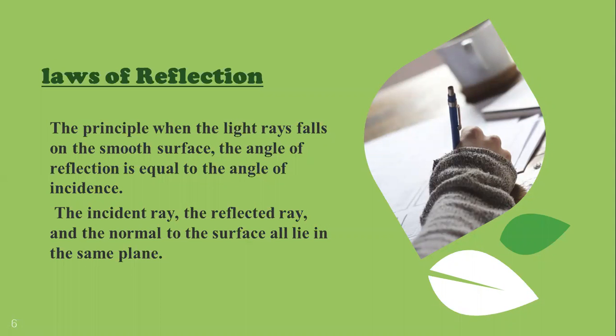Now, what are the laws of reflection? The first law is the principle that when a light ray falls on a smooth surface, the angle of reflection is equal to the angle of incidence. The first law is: the angle of incidence is always equal to the angle of reflection. The second law is: the incident ray, the reflected ray, and the normal to the surface all lie in the same plane. These are the two laws of reflection, and you have studied them in the previous class.